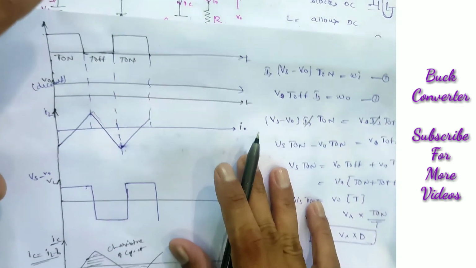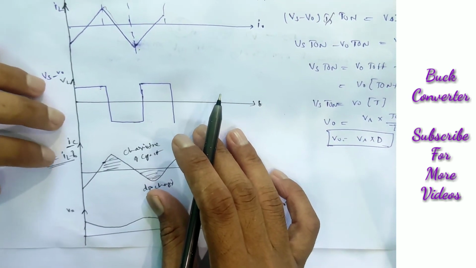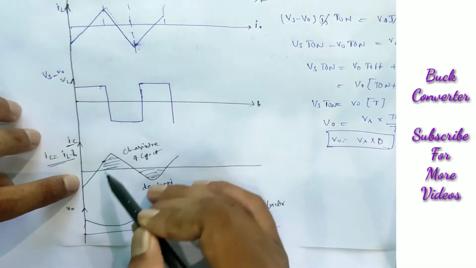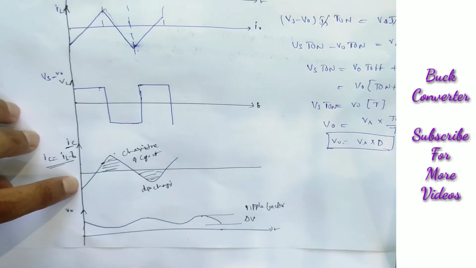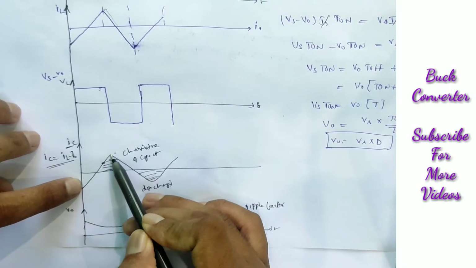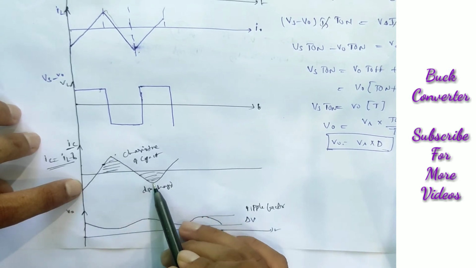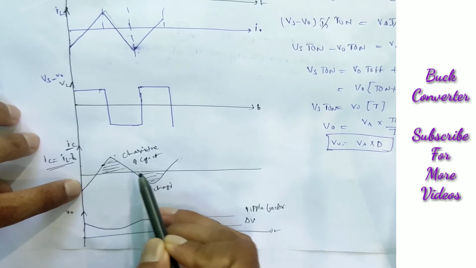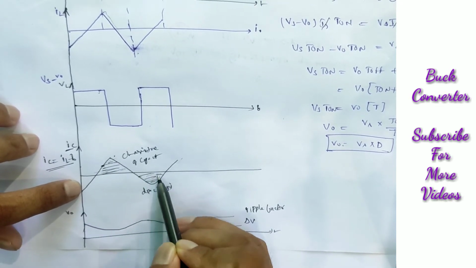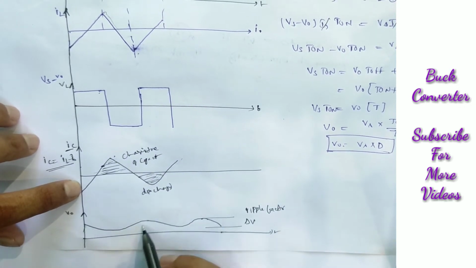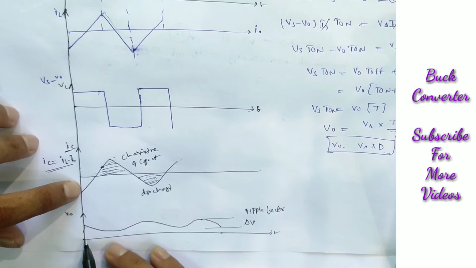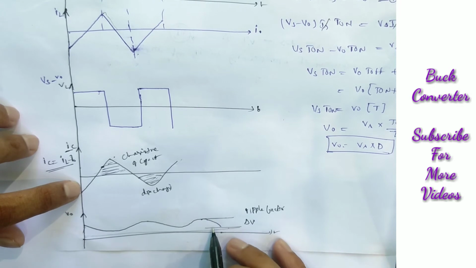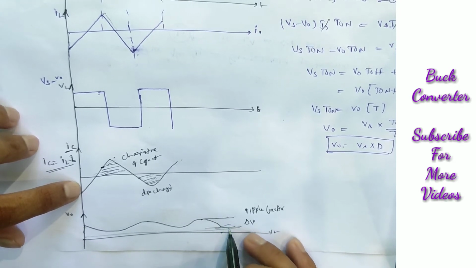Then coming to the capacitance current. The capacitance current will always be charged when the switch is in on condition. When the switch is in on condition, the capacitor current will be increased. When the switch is in off condition, the capacitor will be discharged. This is the charging current of the capacitance. This is the discharging current of the capacitance. Then finally output voltage will be like this. Then if you draw the constant voltage like this, this delta V voltage is the ripple factor.